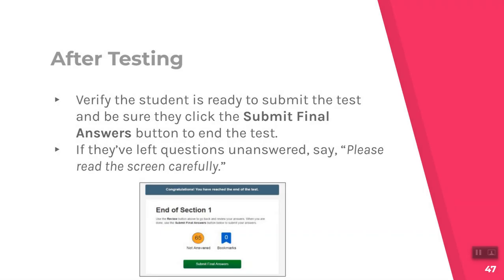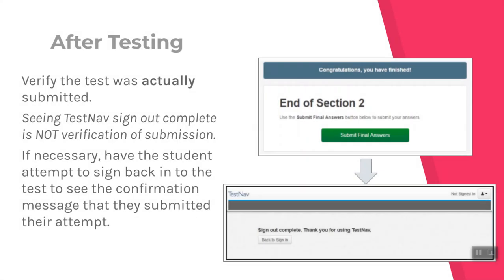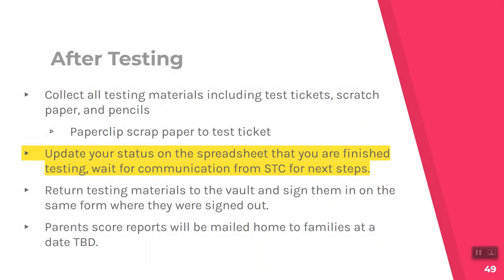After testing, please verify they are ready to submit and have clicked the submit button. If you are unsure, write in the Google Communicator and we can check for you. Upon completion, collect all materials, including scrap paper, update your status on the Google Communicator, and return testing materials to the vault. Parent score reports will be mailed home to families at a date to be determined if they do not have parent view access. The scores will come up in parent view at a date to be determined.